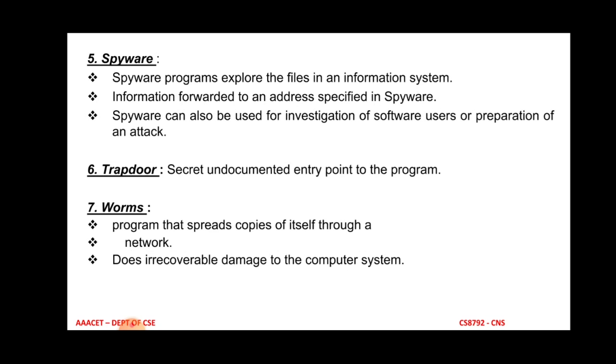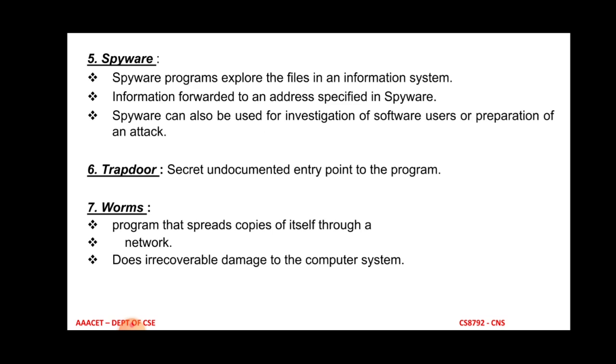Next one is spyware. Spyware programs explore the files in an information system, and the information is forwarded to the address specified in the spyware. Spyware can also be used for investigating software usage in preparation of an attack. A trapdoor is a secret, undocumented entry point in a program. Last one is worms. A worm is a program that spreads copies of itself through a network, and it does irrecoverable damage to the computer system, which means we can't recover that system after it is affected by a worm.